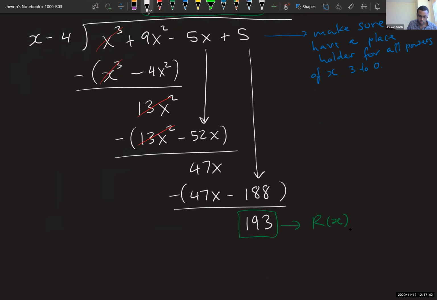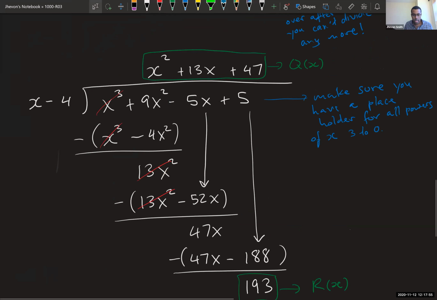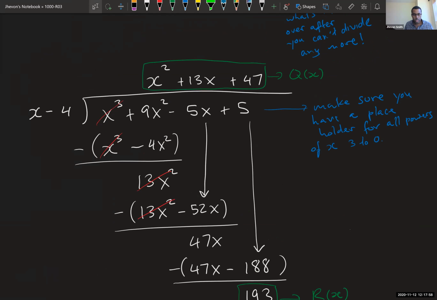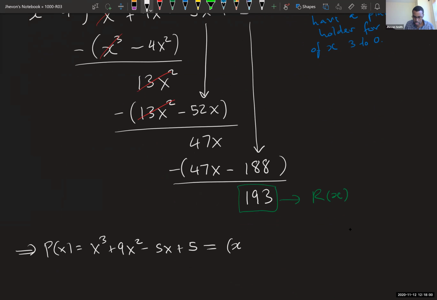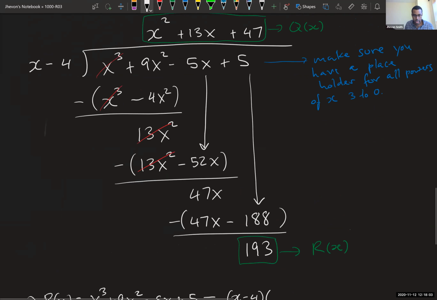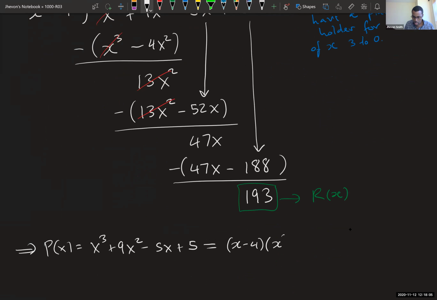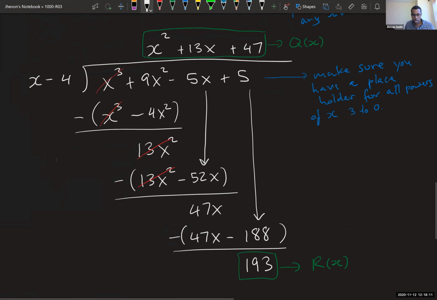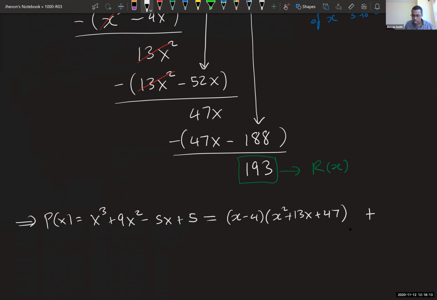And so this means my P of X, which is X cubed plus 9X squared minus 5X plus 5, I can actually write as the Q times the D. So it's going to be X minus 4 times the guy that I had up here, X squared plus 13X plus 47. And then I add separately the remainder. And that would actually be the answer.